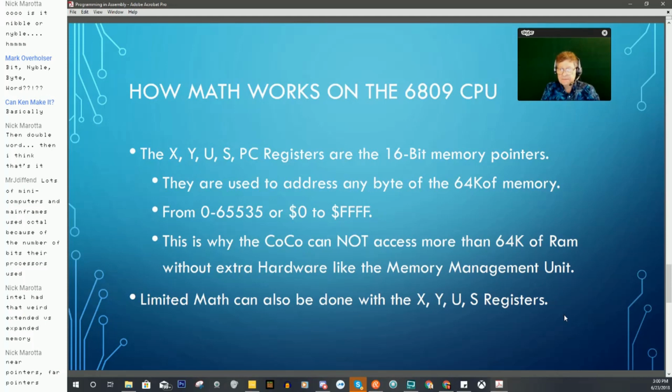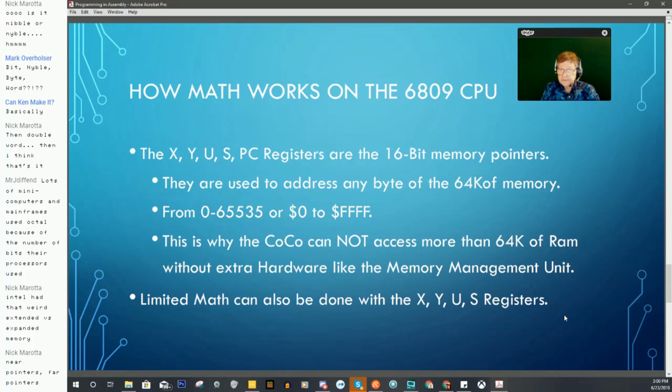Anyways, now we have the 16-bit registers on the 6809. They're X, Y, U, and S, and PC. Basically, X and Y are standard pointers. The U is known as user stack, but it can be used as a regular 16-bit pointer. And of course, S is the main stack or the system stack.